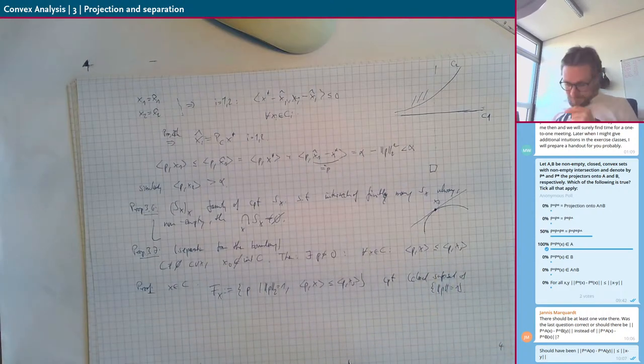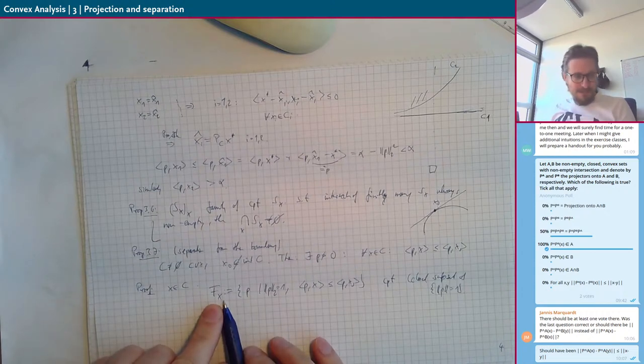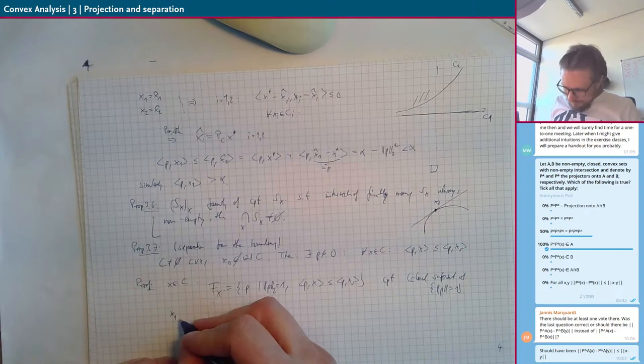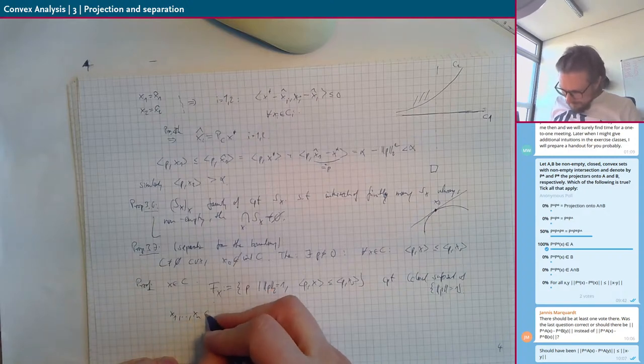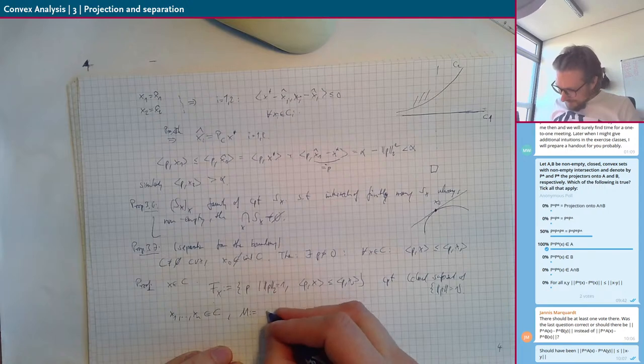Okay, so we do this by using the proposition and show that the intersection of finitely many is still not empty. So take finitely many x1 up to xn in C and define M as their convex hull.